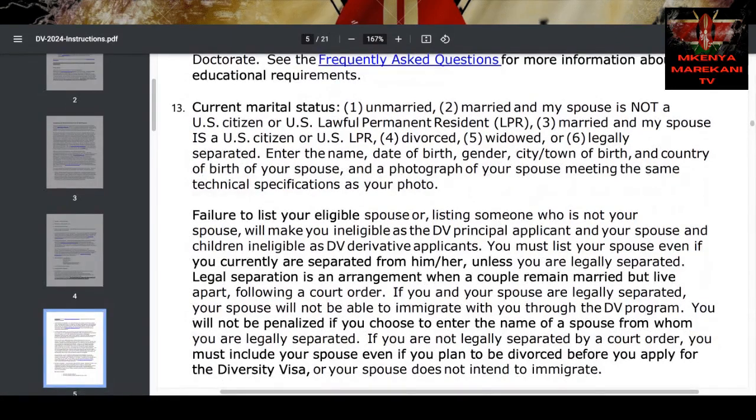And then a photograph of your spouse meeting the same technical specification as your photo. So photo, we are rotating around that title many times.